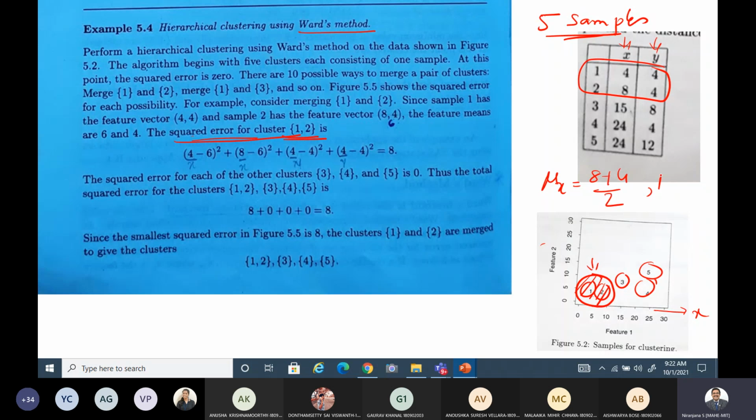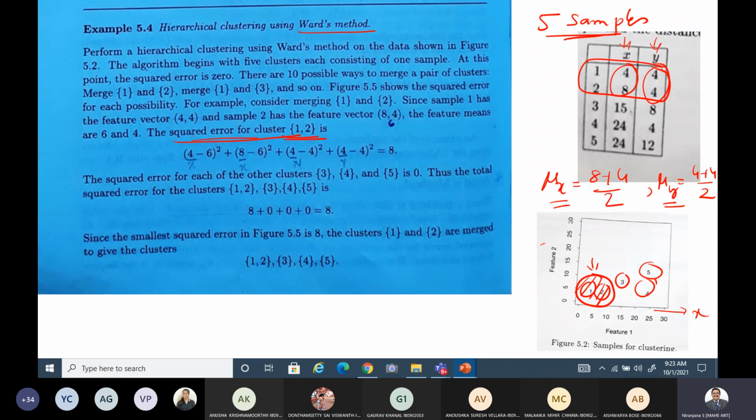So the mean value of y in this problem is 4 plus 4 by 2, correct? That gives us the mean of that feature. Only by adding these 2, you can find the mean for that feature. Is it clear? You find the mean value for each feature within the cluster. Then with the mean, you express what the error is.